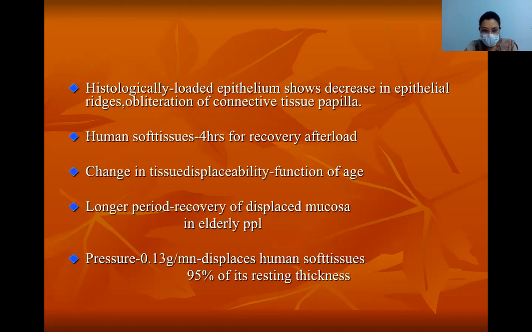Human soft tissues take at least 4 hours for recovery after load. This has been an established factor. Change in tissue displaceability as a function of age takes place. A longer period of recovery of the loaded mucosa is seen in elderly people. The pressure which is forced onto the human soft tissue, that is the oral mucosa, is 0.13 gram per Newton meter, which is 95% of its resting thickness.